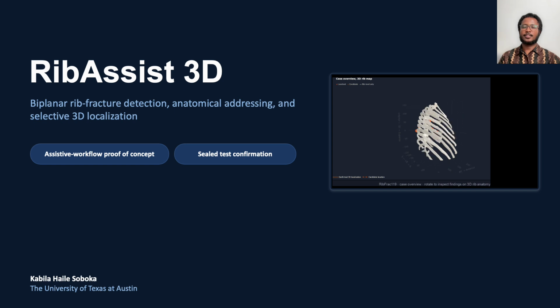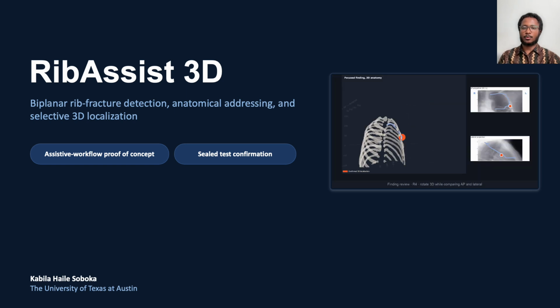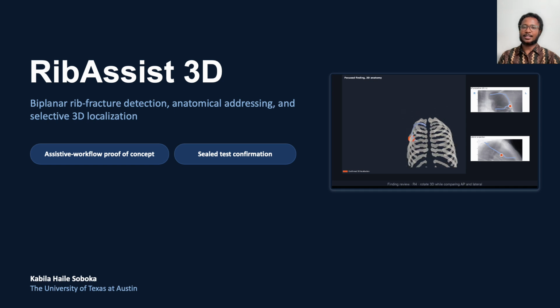The main question behind this project is simple. Can we find the 3D location of a rib fracture by using two CT-derived views, one from the front and one from the side, instead of analyzing the entire CT volume by using a full 3D model? RibAssist 3D takes an AP view and a lateral view and highlights possible fractures, predicts the rib level, and creates a 3D point only when it's confident that the finding in both views represents the same fracture.